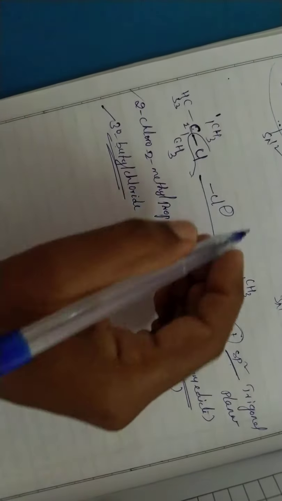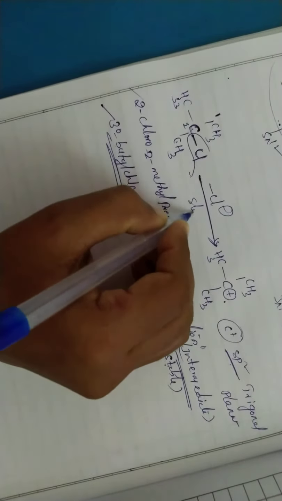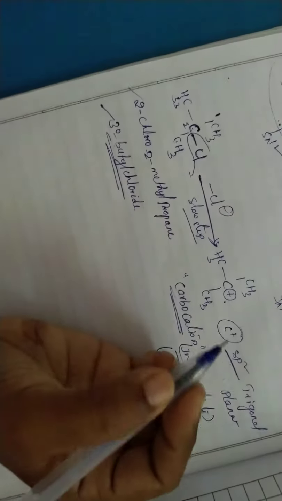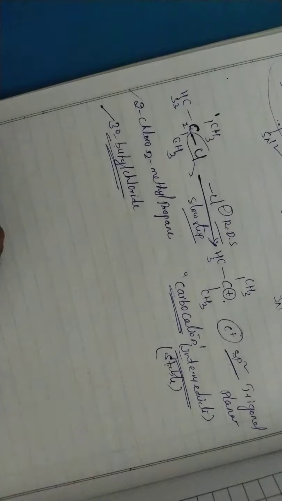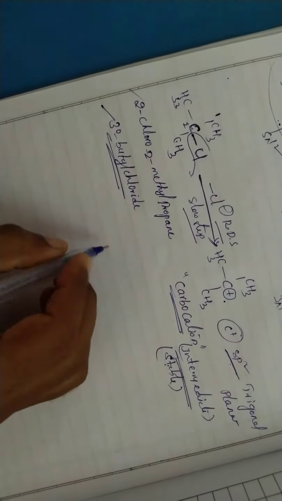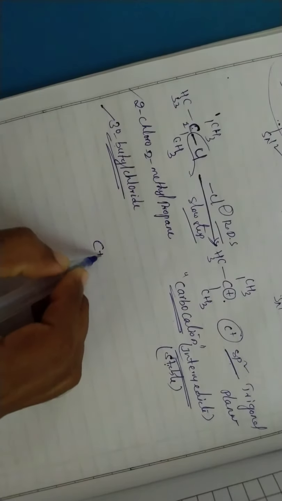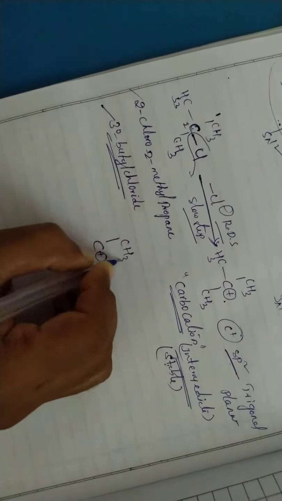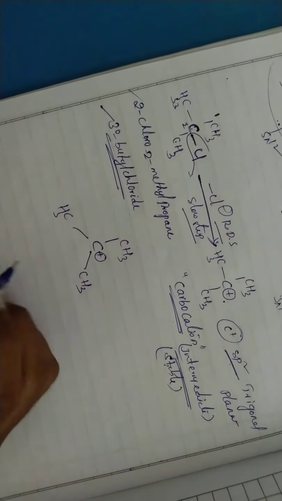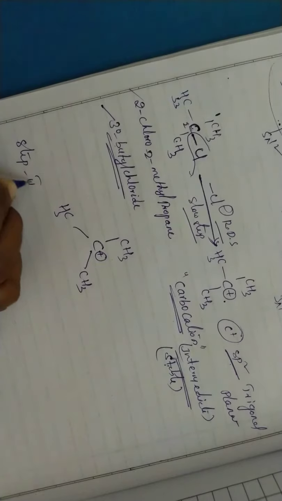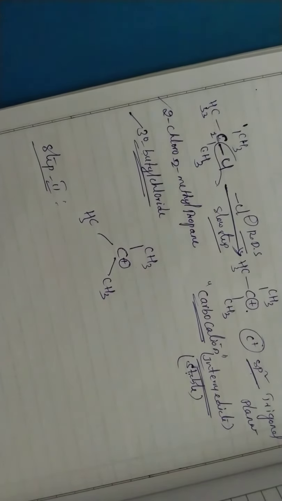Next, this first step is the slow step. It is called RDS, that means rate determining step. Now this is the trigonal planar carbocation, that is our intermediate. In the second step, the chlorine has been eliminated as a nucleophile.